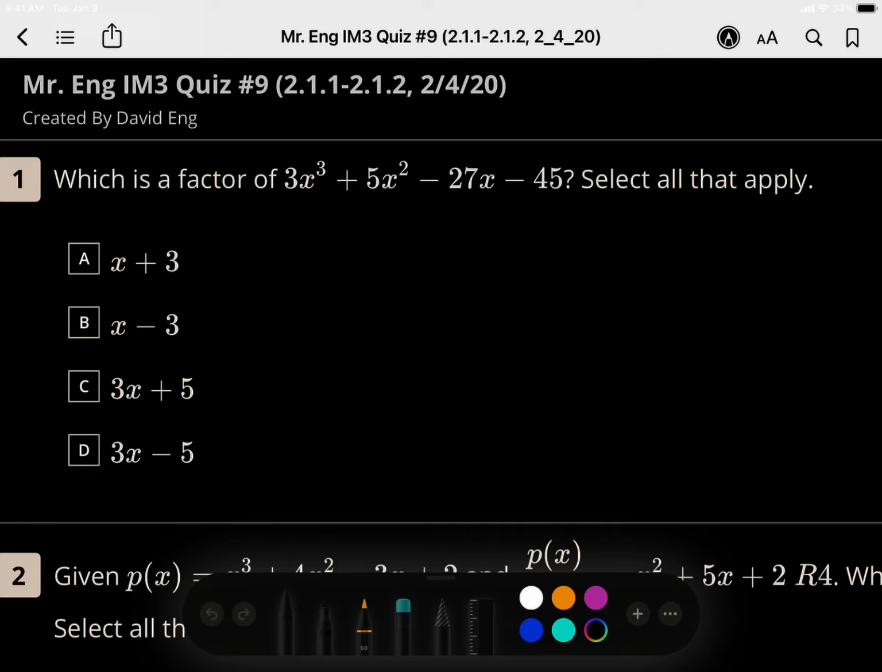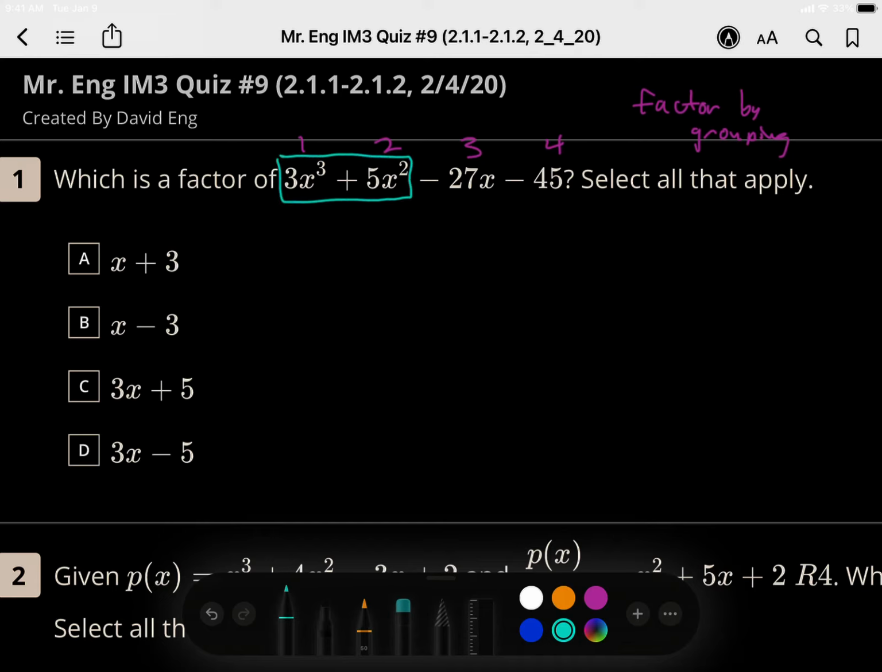A couple of things that you should be doing here. You should be counting the number of terms: 1, 2, 3, 4. On your flow chart, this would mean you would have to do factoring by grouping. Remember, there's two ways of doing this problem. I'll show you guys first the double GCF.